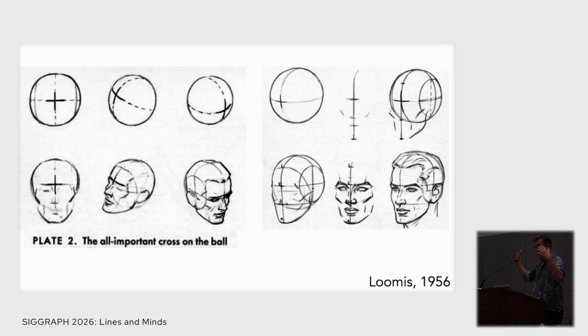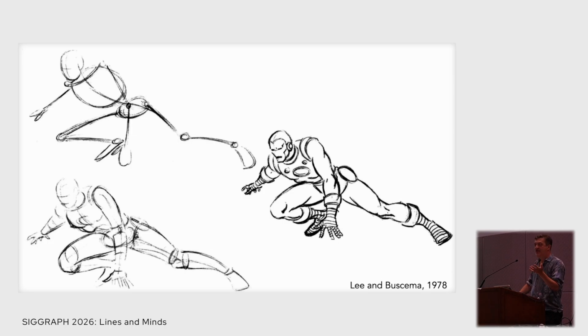In the 20th century, we can see more and more sophisticated versions of this rule. This is a drawing book by Andrew Loomis from the 1950s, and he has the all-important cross in the ball, but he has more pieces for all the different facial features and more elaborate constructions to get the details more precise. If you ever look at books on how to draw comics, you see all these elaborate constructions: first get the gesture, then the volumes, and then draw in the details.